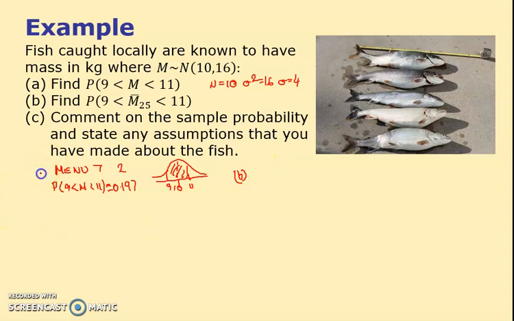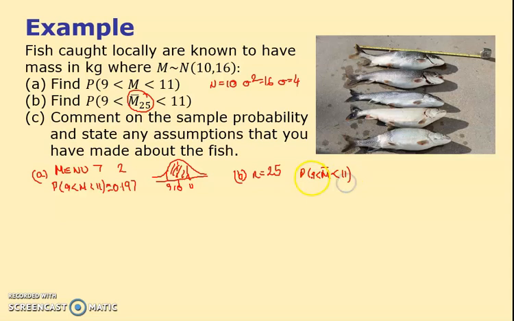So that was A. Part B says find the probability. Now this is meant to mean I do a sample of 25 fish. I'll go and catch 25 fish. And when I catch 25 fish, obviously a few more than I've got here, I'm asked the same question. What's the probability that my mean mass for my 25 fish is between 9 and 11?